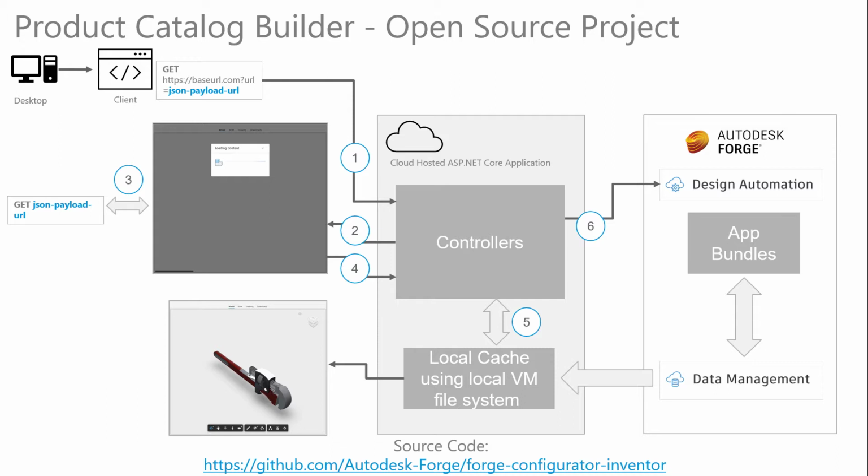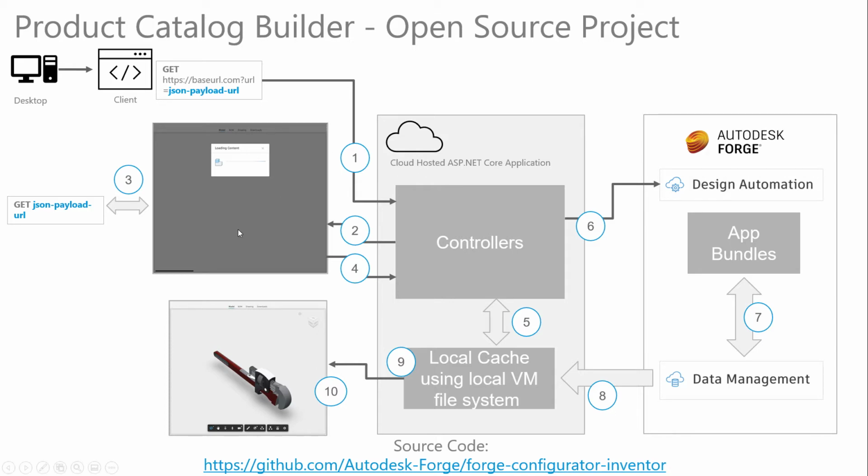Depending on the size of the files and the complexity, design automation could take anywhere from 45 seconds to 5 minutes to complete creating the configuration. Upon completion, output files are stored inside the Forge OSS. Files are then copied from OSS to the server's local cache. Server then sends the configuration information to the client from the local cache. And finally, the configuration is loaded in the Autodesk viewer for the client.